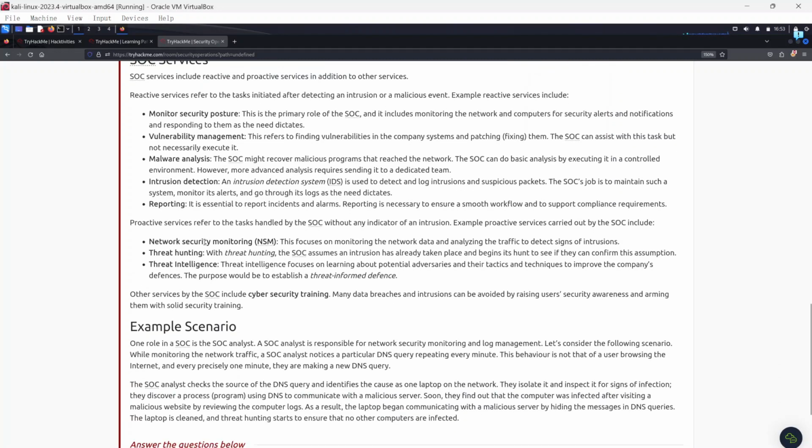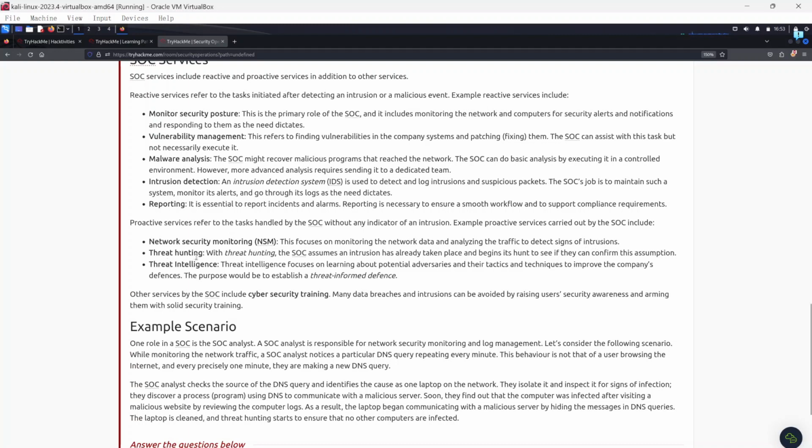Now, what is the proactive service part? Now, the proactive services refer to the tasks handled by the SOC without any indicator of an intrusion. Example proactive services carried out by the SOC include network security monitoring, NSM. This focuses on monitoring the network data and analyzing the traffic to detect signs of intrusion.